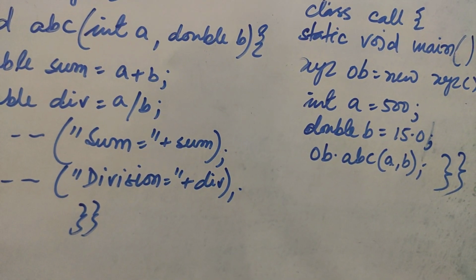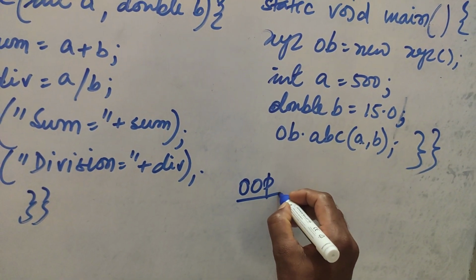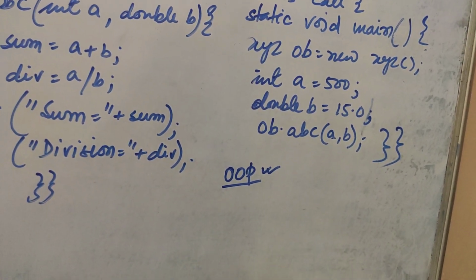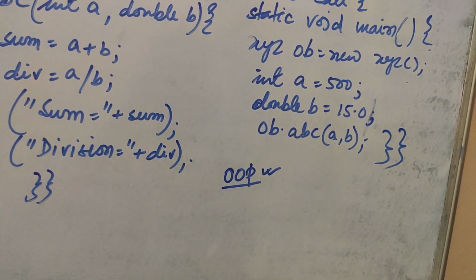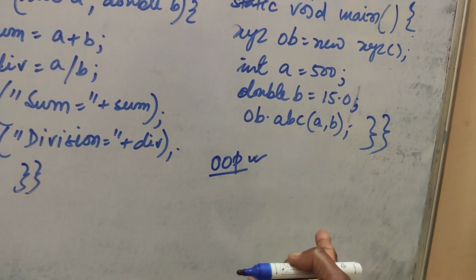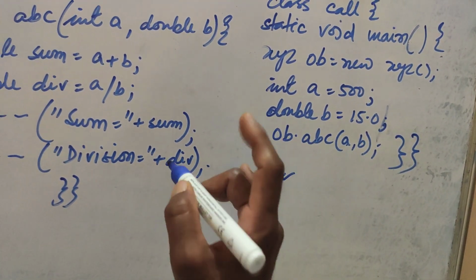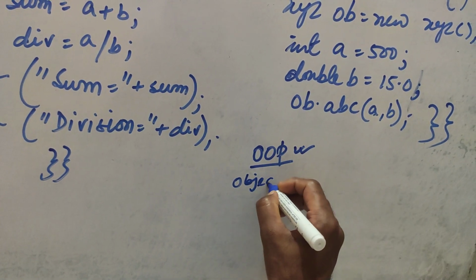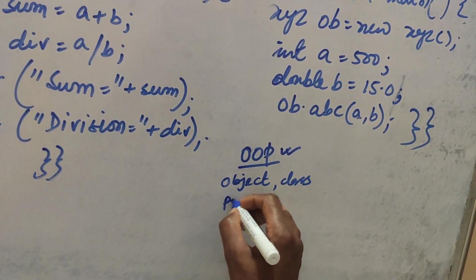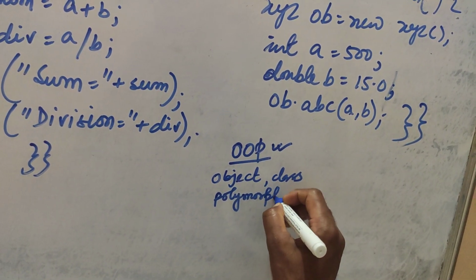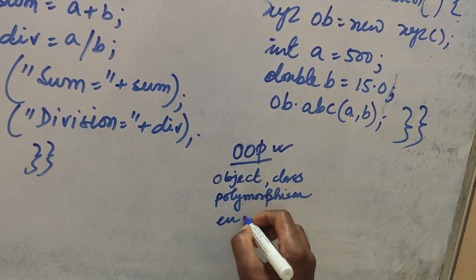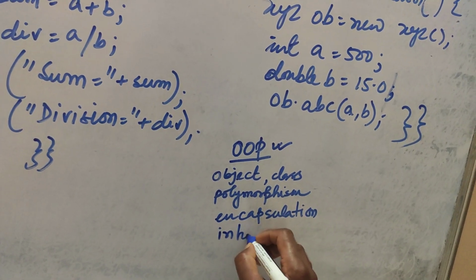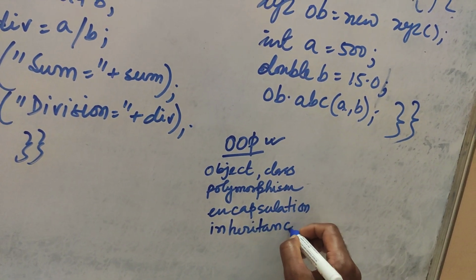Okay, OOP principles. OOP means object oriented programming model. Java is an object oriented programming model. Okay, Java was introduced in 1991 by James Gosling. Another name of the Java language is Oak. Why? Because in front of James Gosling's office there was an oak tree. On the basis of that, the name of Java was Oak. What is it? Object, class, then polymorphism, then encapsulation, then inheritance. All these are OOP principles.